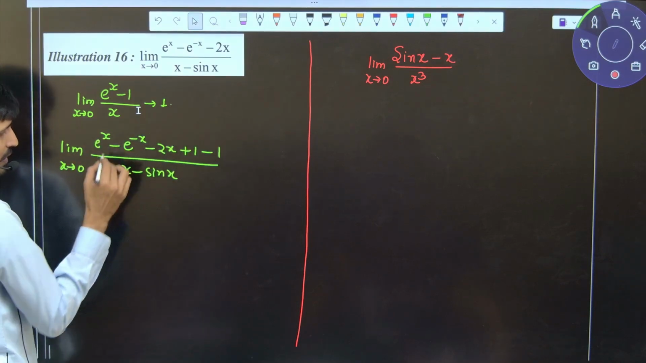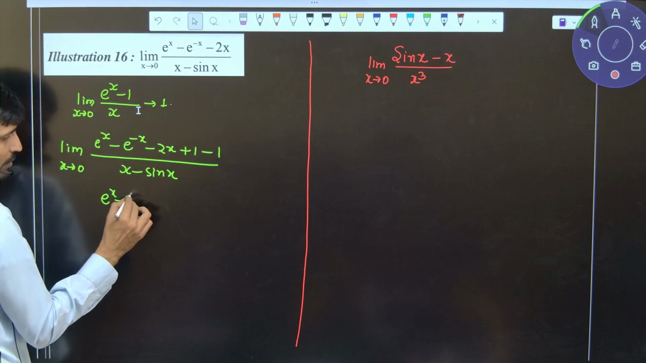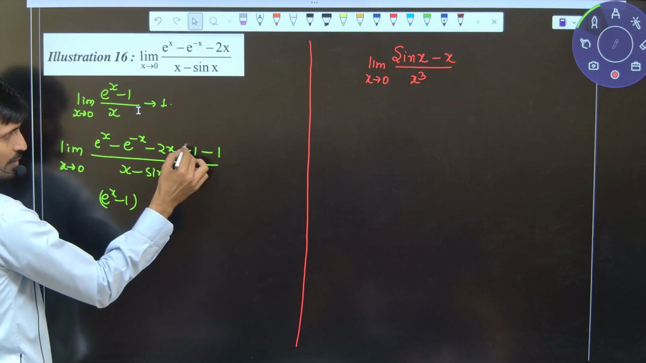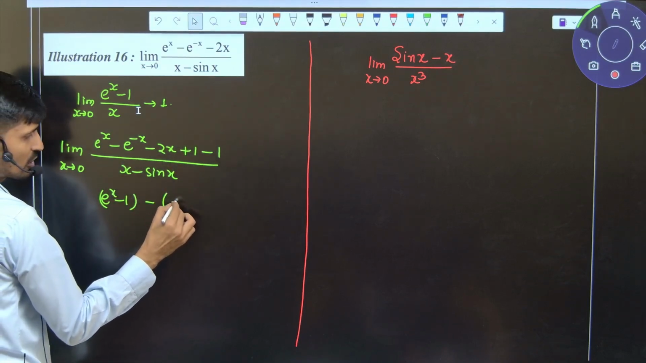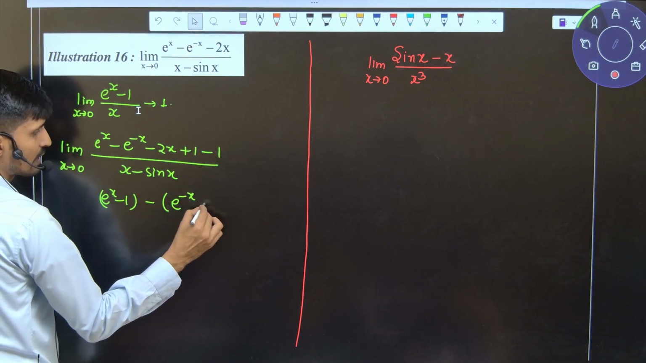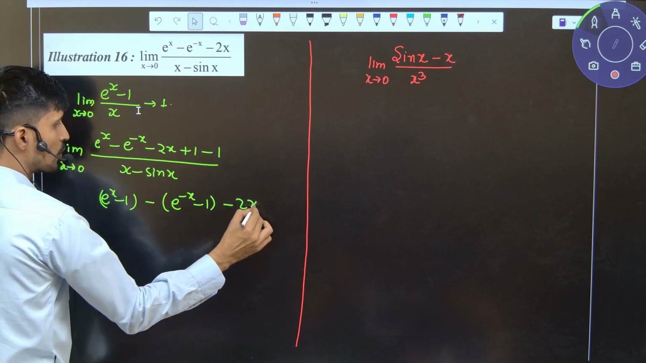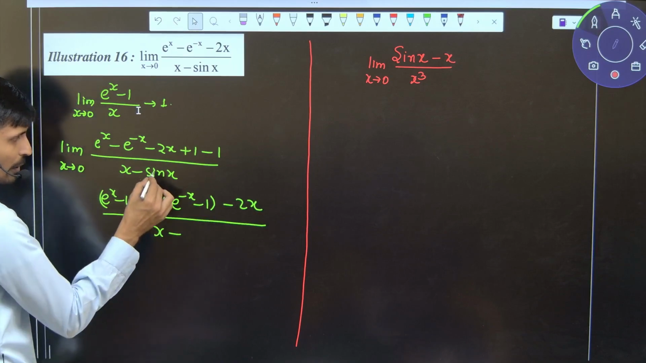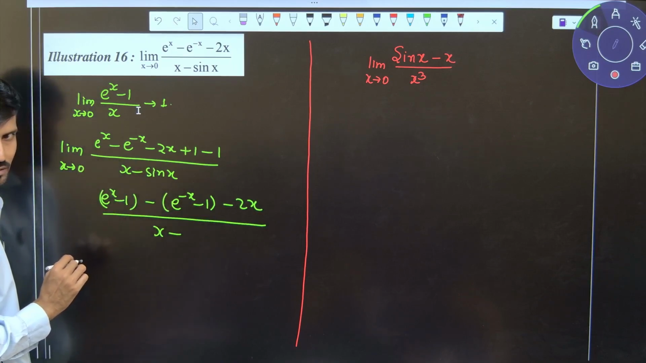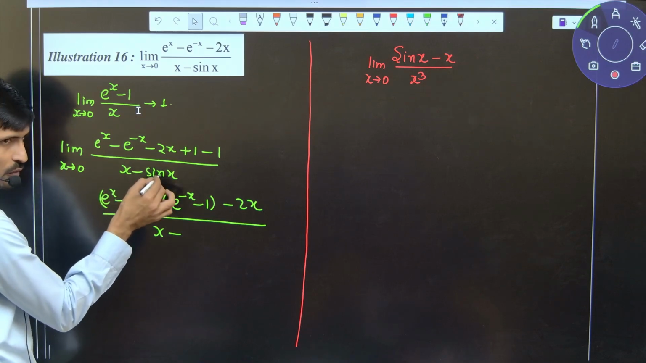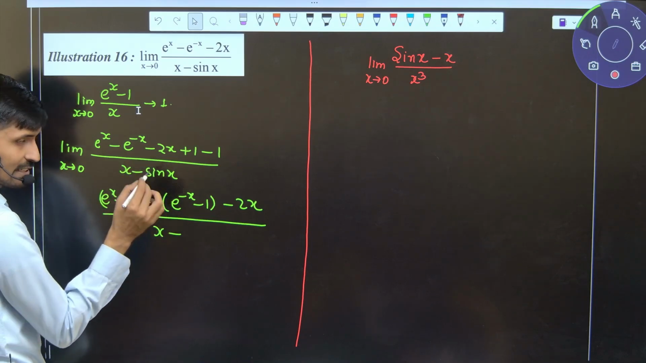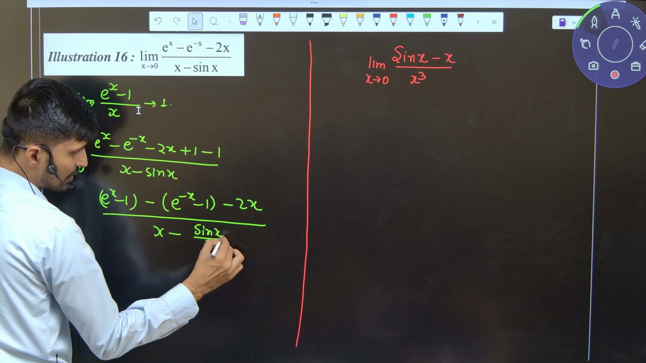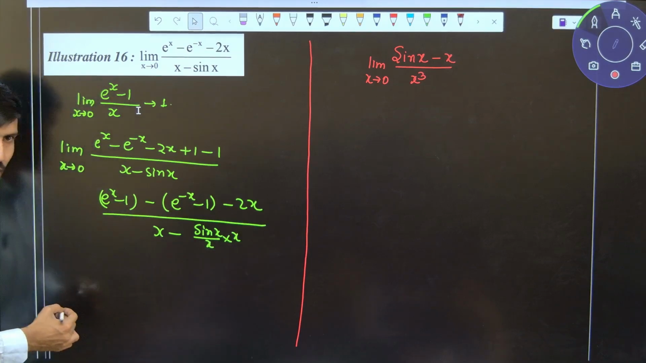Now this minus 1 I will give to e raised to x minus 1, and minus e raised to minus x plus 1. This plus 1 will be left. I will take minus common and that will become e raised to minus x minus 1, minus 2x, upon x. Now because this sin x is there, how will I remove it? What is the formula for sin x? That is sin x by x. So I will write here sin x by x into x. I will try to solve.